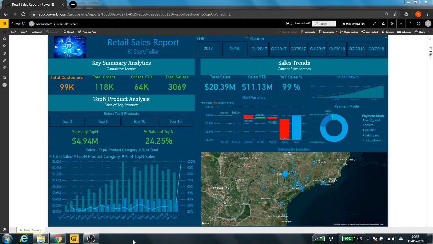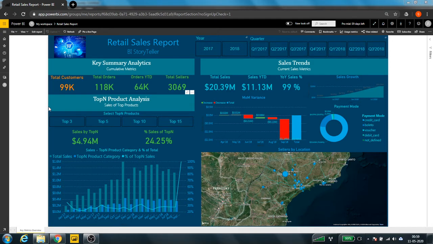However, this is the overview, and I've broken this down into three basic segments. The first one is the key summary analytics. The second one is the sales trends, and the third one is the analysis on the top performing product categories.